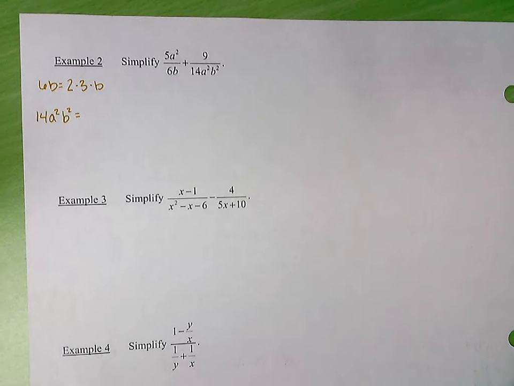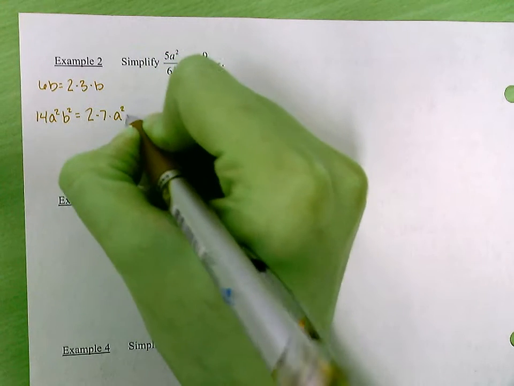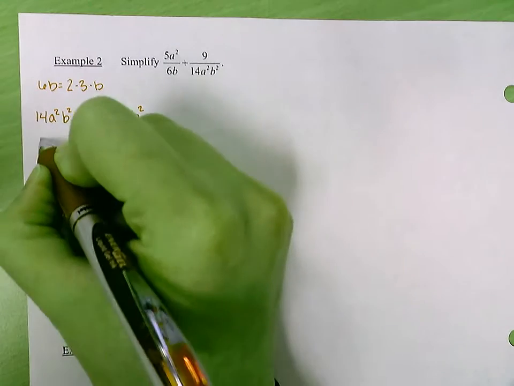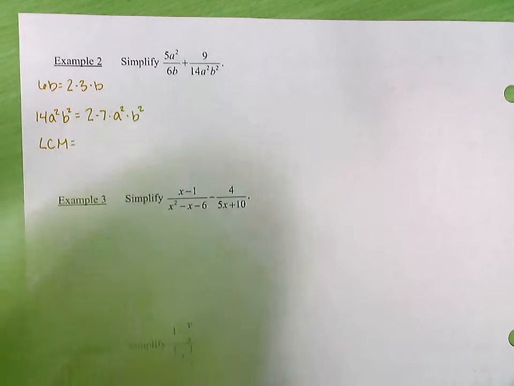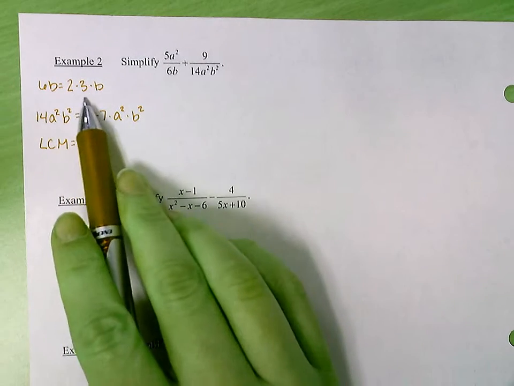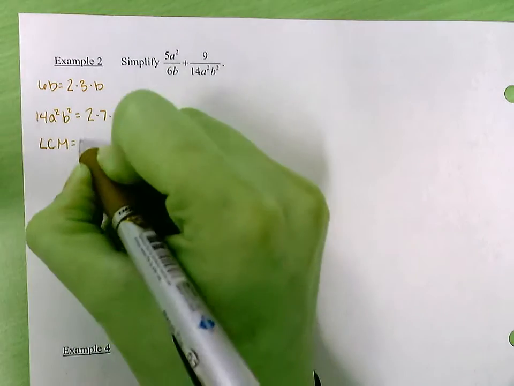Now 14 is 2 times 7. Okay, so we have 2 times 7, and then we still have a squared and b squared. So again, I want this least common multiple between both of them. So starting with those numbers, I'm just going to rewrite 2 and 3 because I for sure need those two.